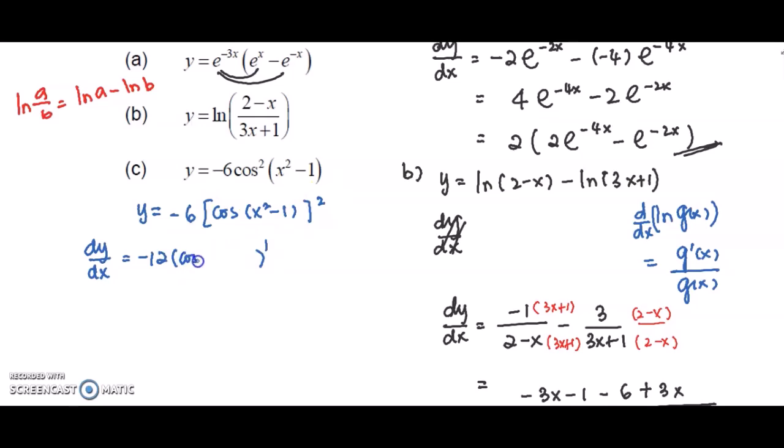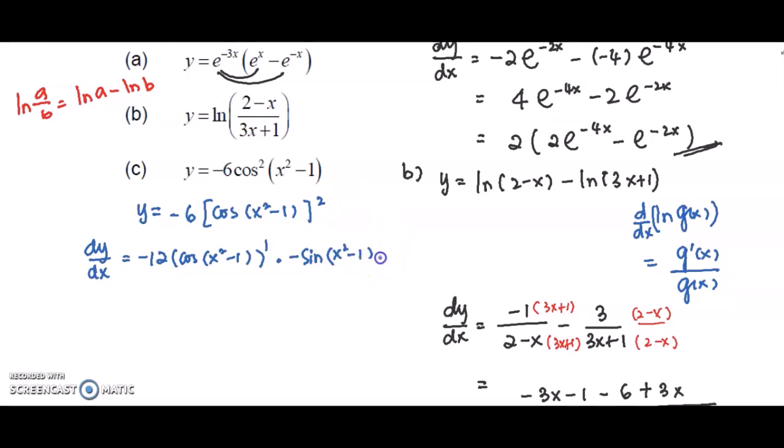Then the second layer, I just copy down. Third layer, I just copy down. Multiply by, differentiate the second layer, that is your cos. Differentiate cosine, you get negative sine. And then the third layer, you still need to copy down without doing anything.